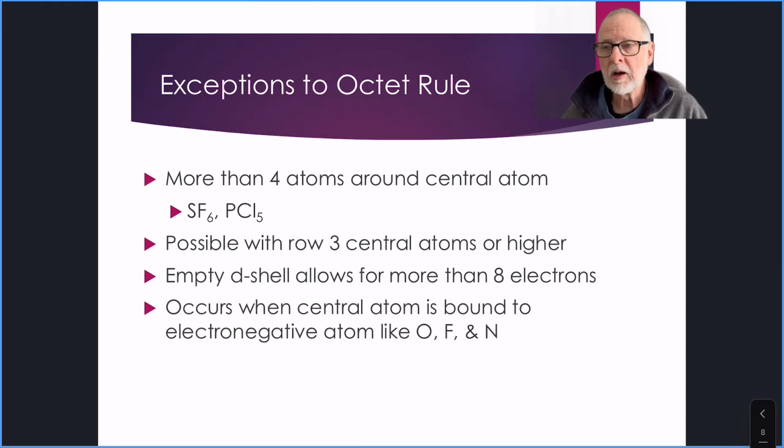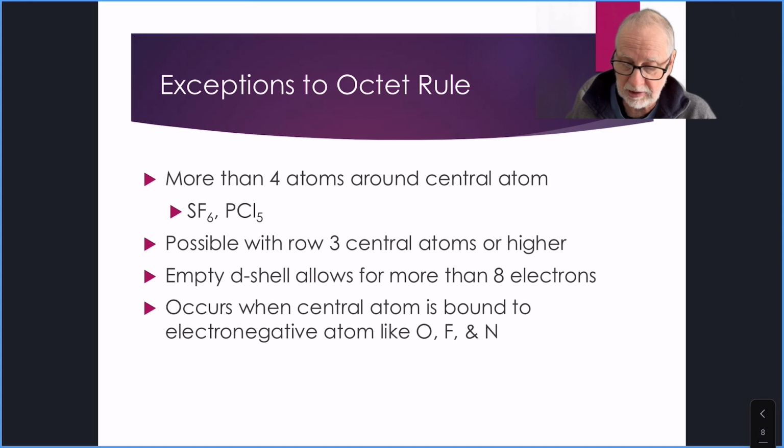What about others? As mentioned, clearly if you have more than 4 atoms around the central atom, like in this case we've got sulfur hexafluoride and phosphorus pentachloride, both of these molecules have more than 4 atoms around the central atom, and clearly in a situation like that, there's no way you can satisfy the octet rule. Because according to the octet rule, the maximum number of atoms that could be surrounding a central atom would be 4. You'd have 4 bonds, that's 8 electrons, and so clearly these don't work, all right?